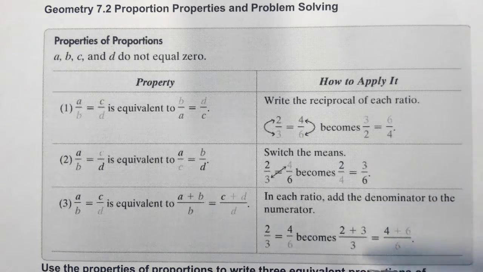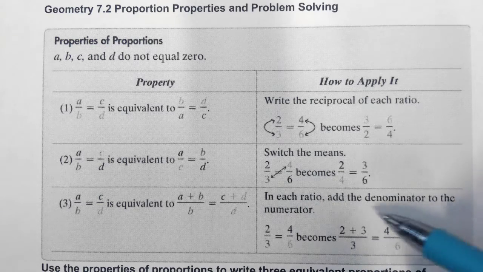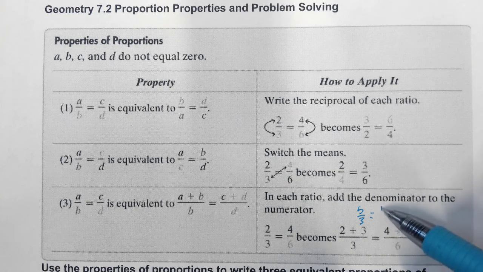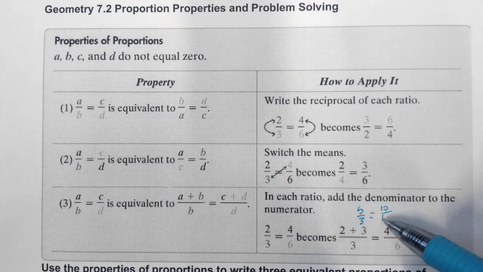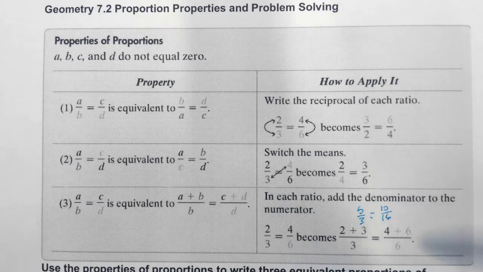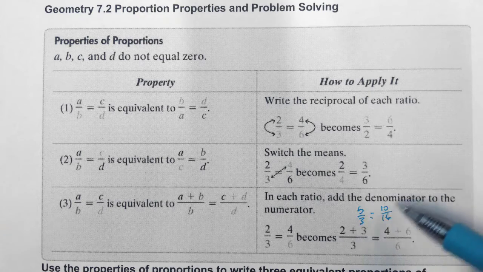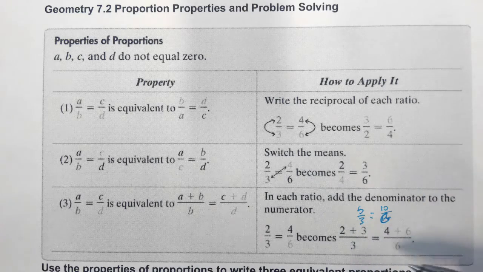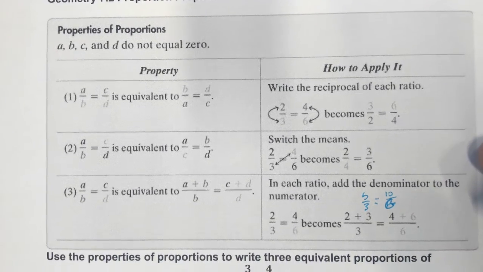So let's see what that is. 5 thirds is equal to 10 sixths. Makes sense. Cross multiply and check. Oops, I wrote 16. 6, 30 and 30. It works. Makes sense because you're just adding a whole to each of them. So it's still going to be in check.